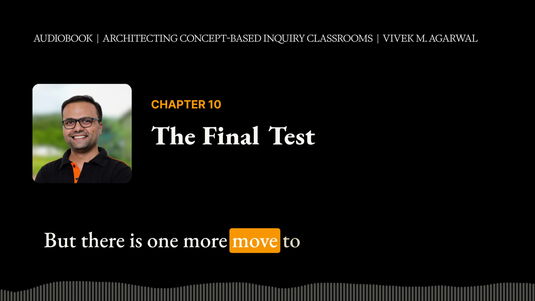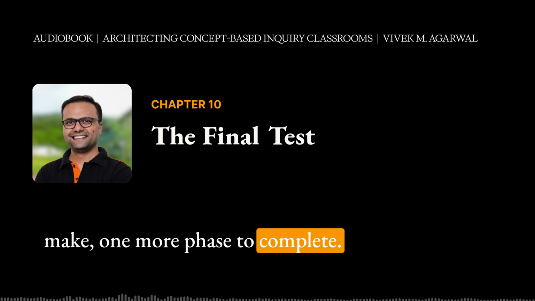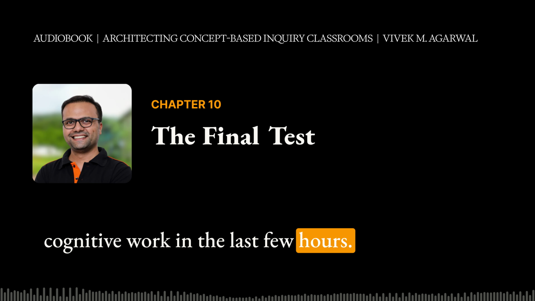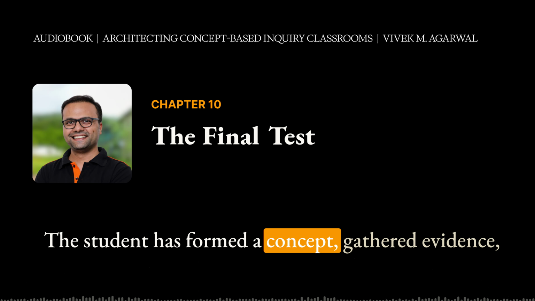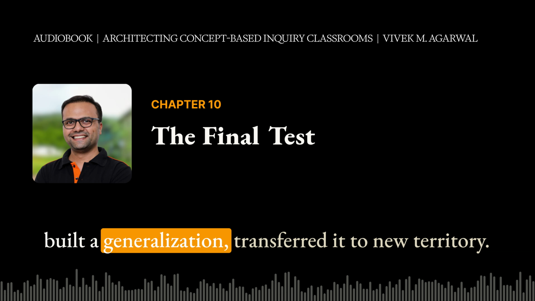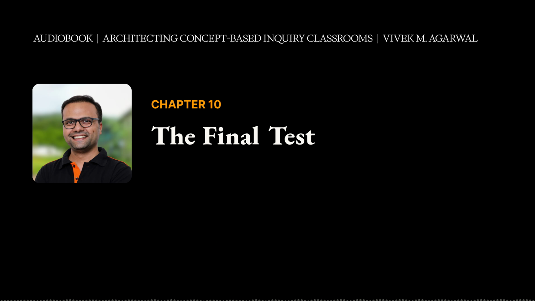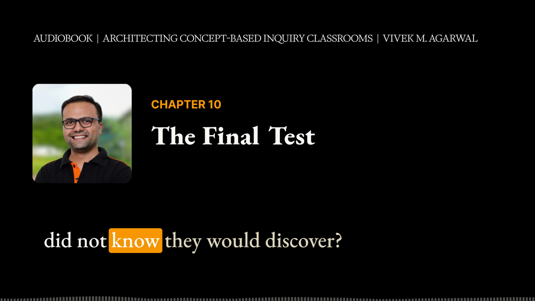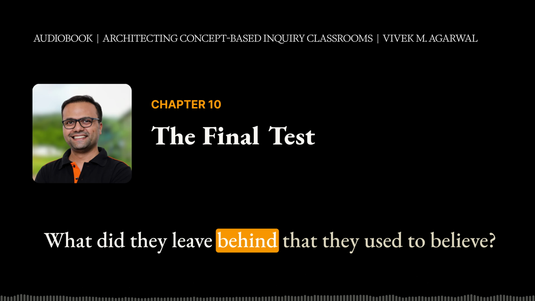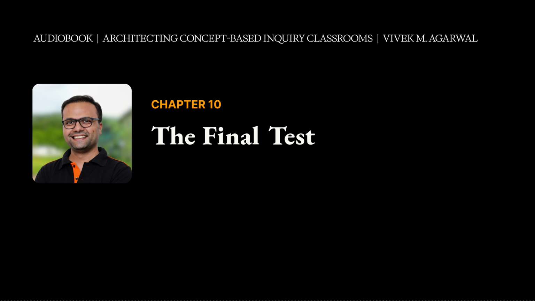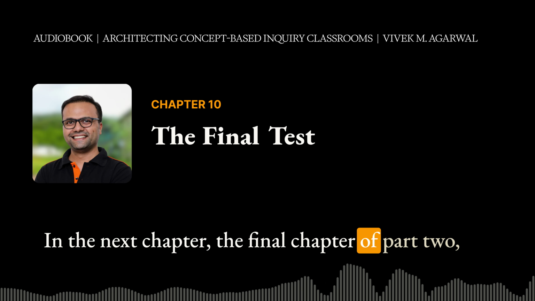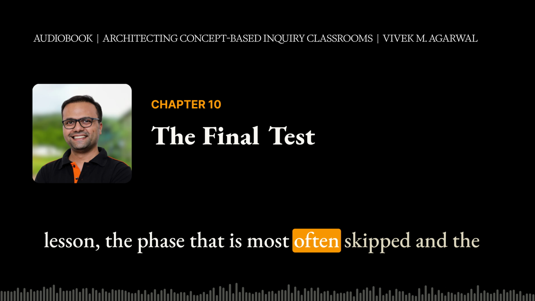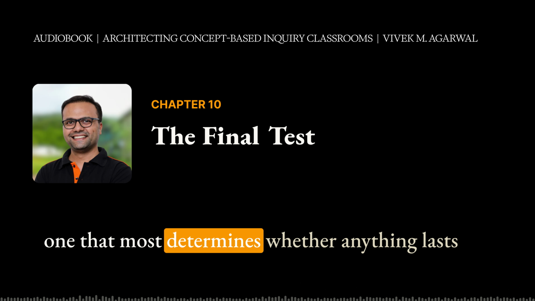But there is one more move to make, one more phase to complete. The student has done remarkable cognitive work in the last few hours. The student has formed a concept, gathered evidence, built a generalization, transferred it to new territory. What did the student notice about their own thinking? What did they discover that they did not know they would discover? What did they leave behind that they used to believe? In the next chapter, the final chapter of part 2, we move into the seventh and last phase of the lesson, the phase that is most often skipped and the one that most determines whether anything lasts.